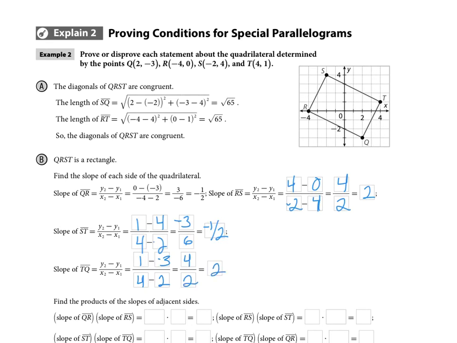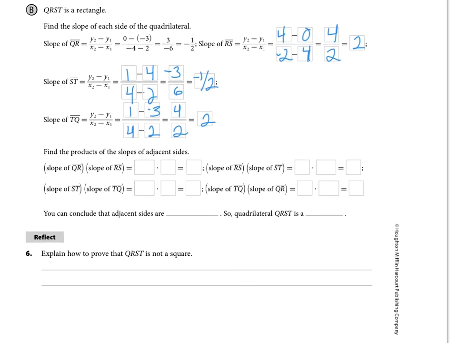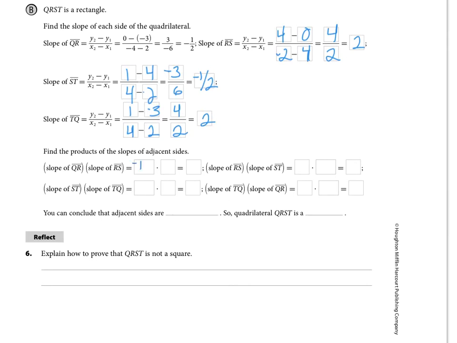Moving on down the page a little bit, using those same slope outcomes that we just had, the slope of QR, or -1/2, times the slope of RS, or 2, does equal -1. Move to the next set. RS's slope, which we know is 2, times the slope of ST, which has now been found to be -1/2. Does that equal -1? Yes, it does.